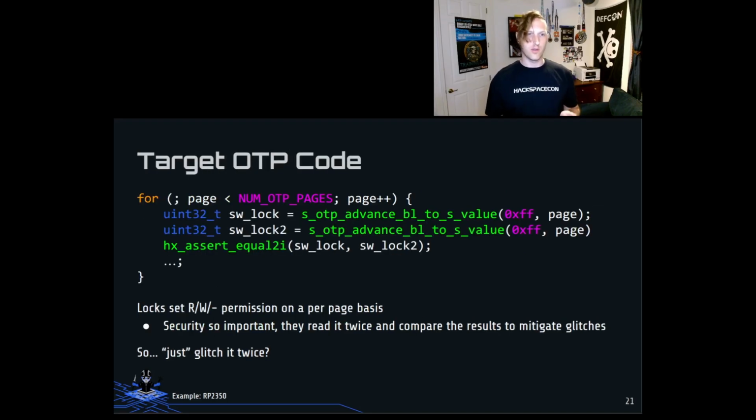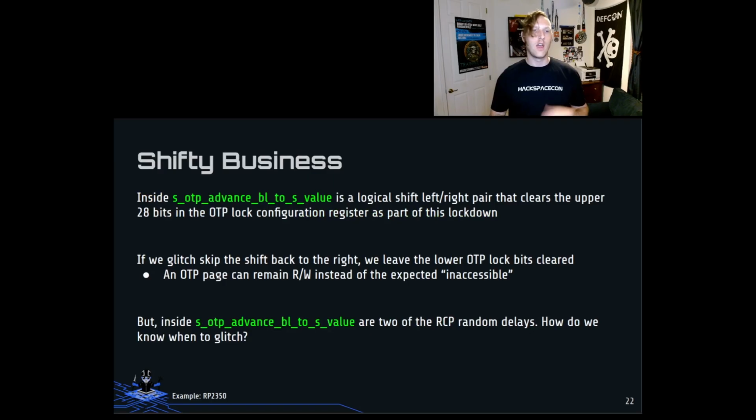Because as you look through this loop, for every page in the OTP, we're checking the configurations of that page. And so we can have it execute the shift left as expected, glitch, and skip the shift back right, and that leaves it in the read-write state. But inside that function are two of these random redundancy coprocessor random delays. So how do we know when to glitch?